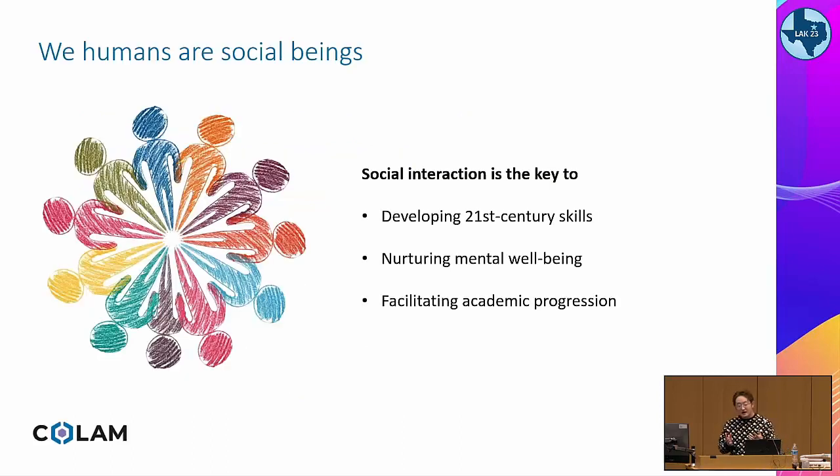We humans are social beings. Being able to connect and work with others is essential for developing 21st century skills, and such social encounters are also vital for our mental well-being. There is also empirical evidence connecting social interactions with academic performance and progression. But how do social interactions occur? They don't just occur at random.